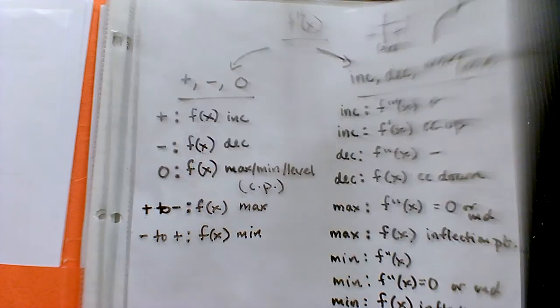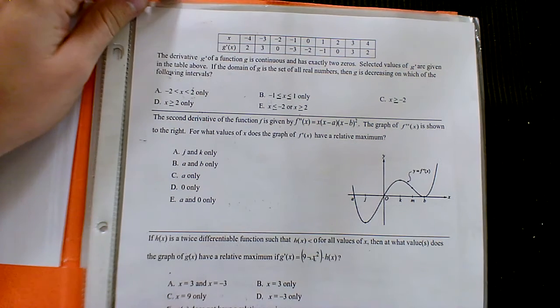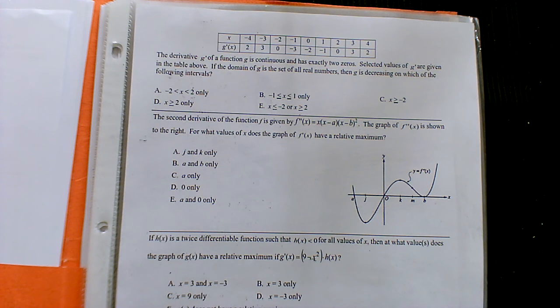Another list, more relationships. Good. All right, let's take a look at 257. We're going to look at some previous AP questions. These are more multiple choice based, non-calculator though. The ones that we did on Friday, you were able to use a calculator.